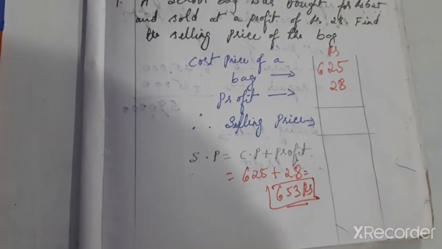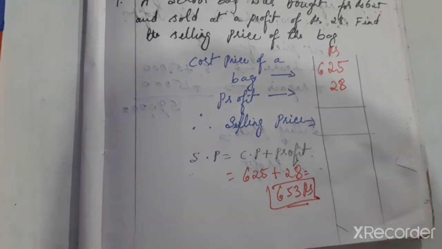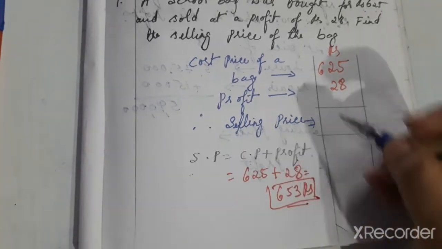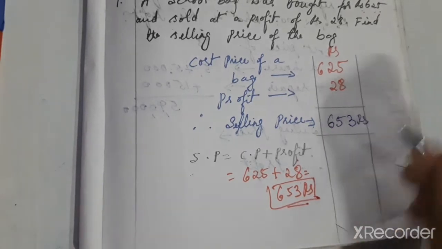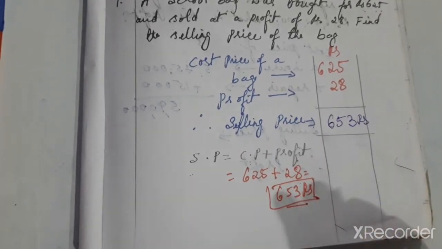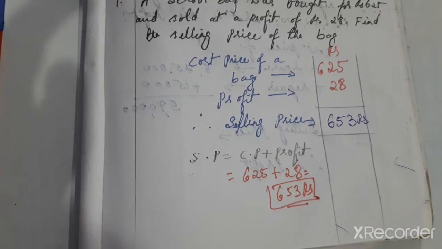So we can write cost price is equal to, as mentioned, and selling price is 653 rupees. What is the amount? 653 rupees selling price.